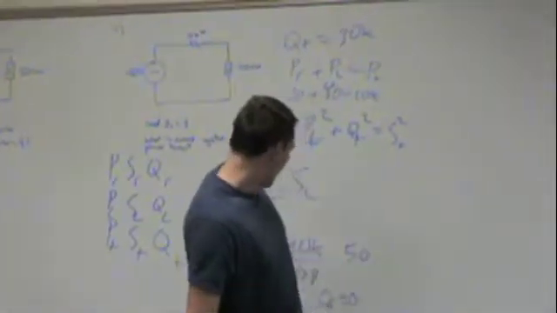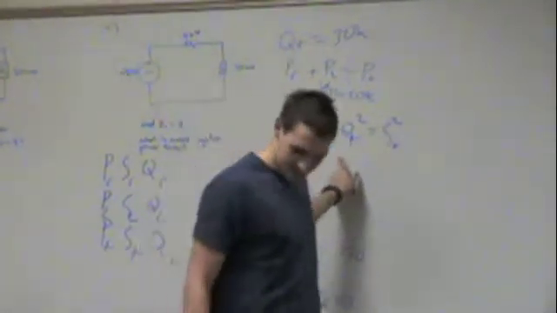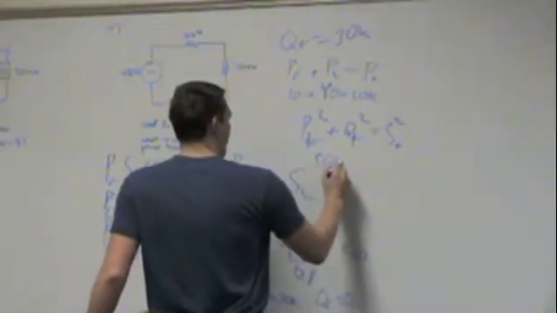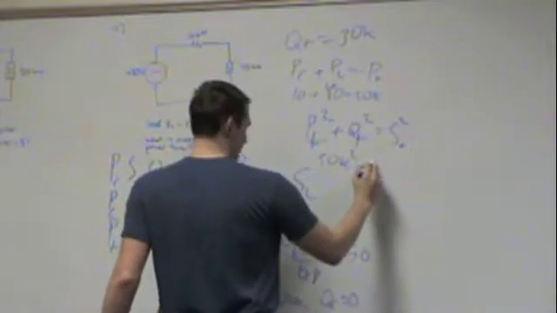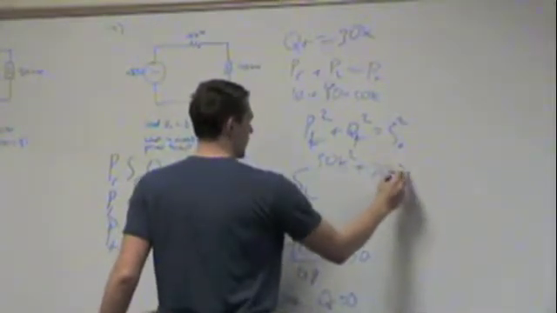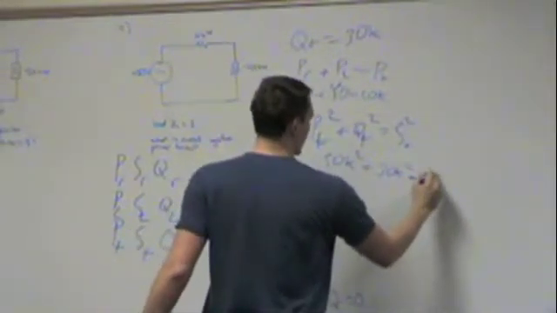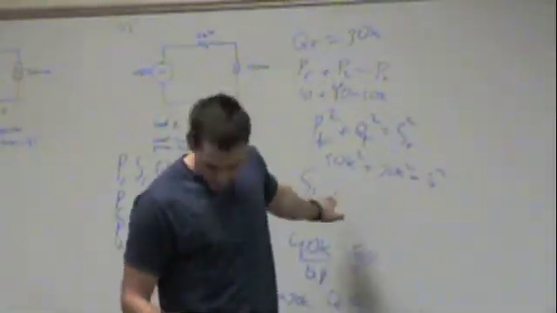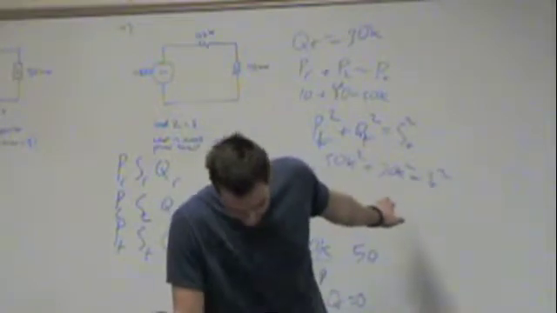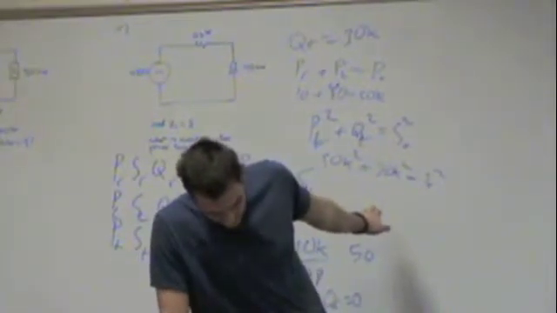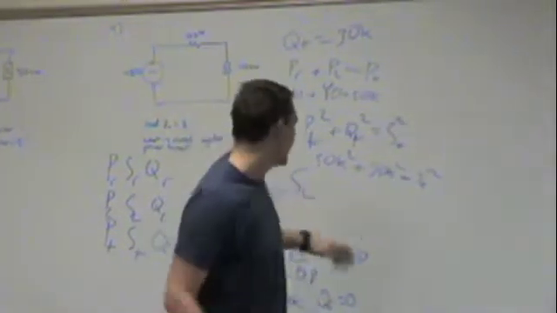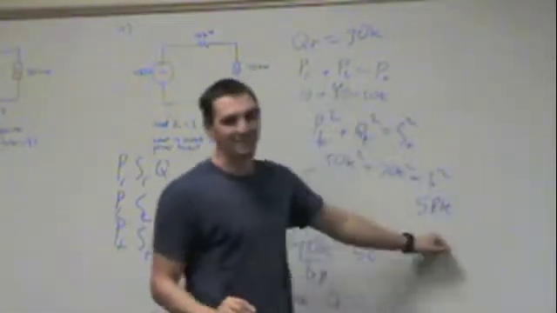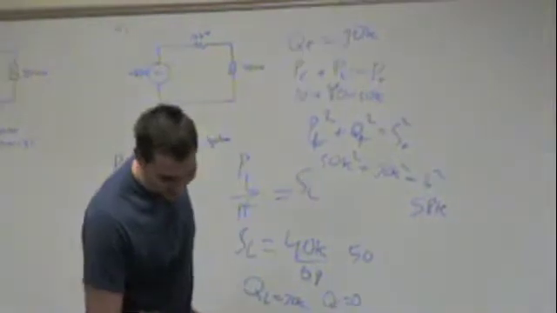So we have 50K squared plus 30K squared equals ST squared. Anybody want to do the math on that? It comes to 58. Finally, the 58 shows up.